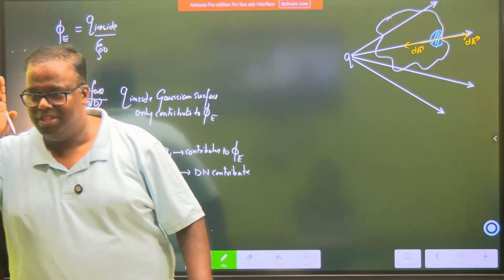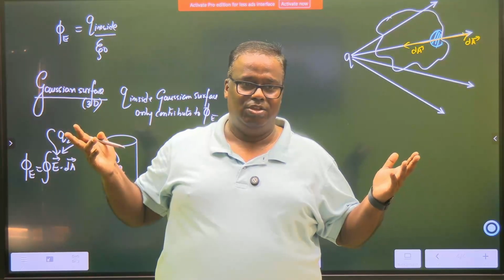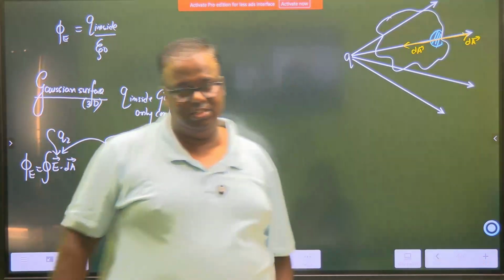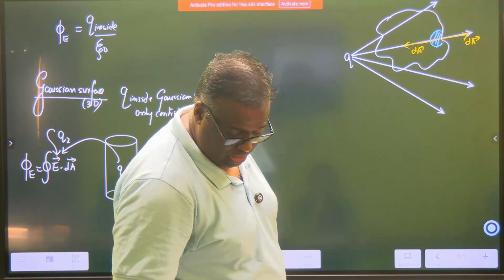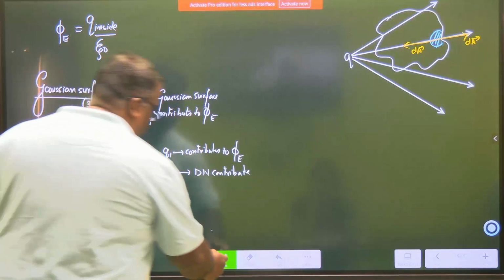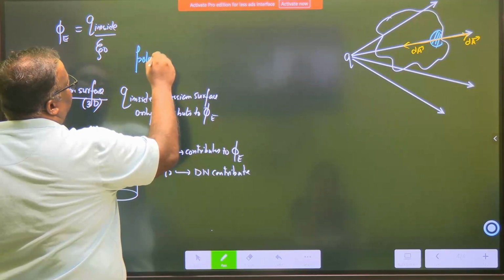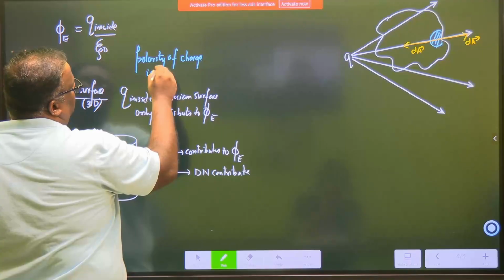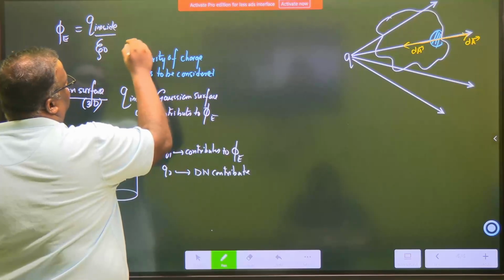Recall that diagram. You had that cube. Top and bottom used to cancel each other, 90 degrees. Front and back used to be 90. The sides used to be E dA minus E dA. So they cancel each other. Right. So this explanation you have understood. It depends upon the charge that is inside. And in this, we will add one more: the polarity of charge is to be considered. This is very important.